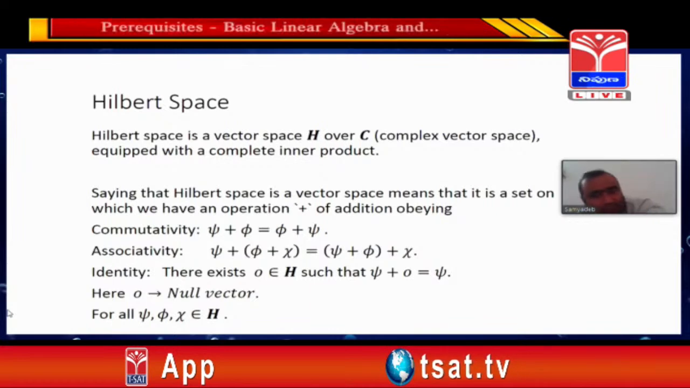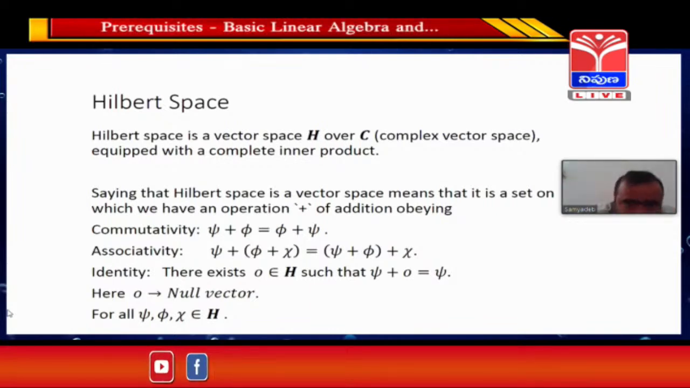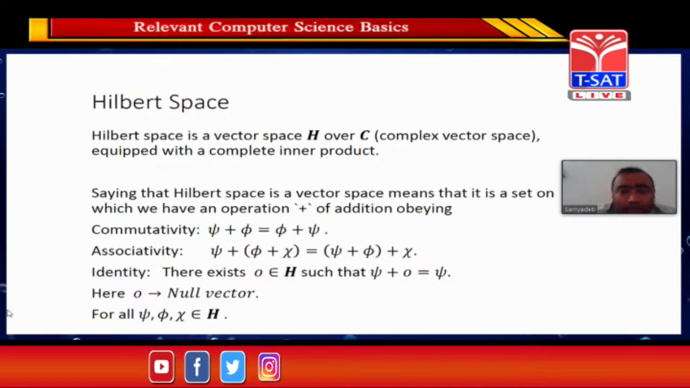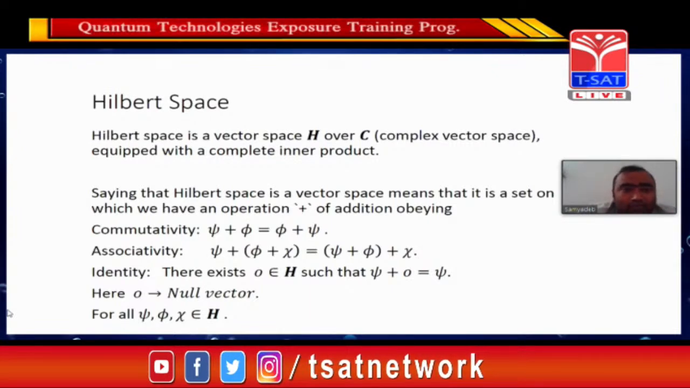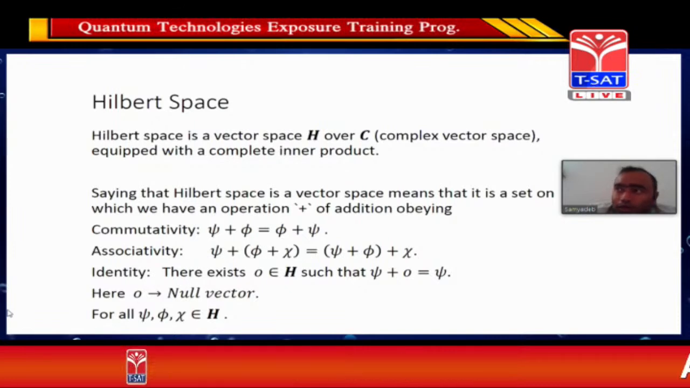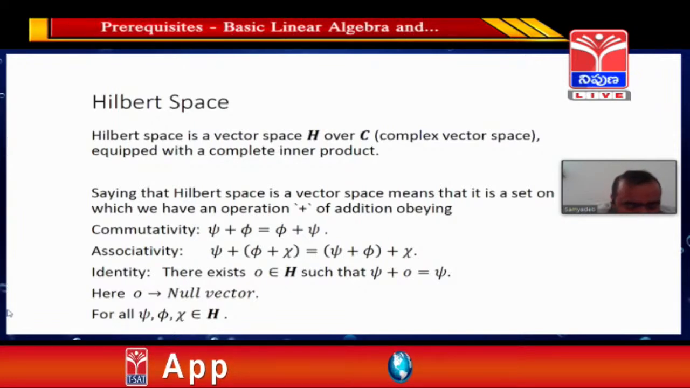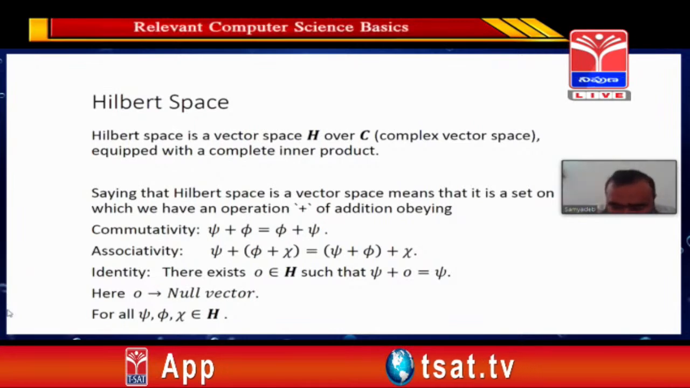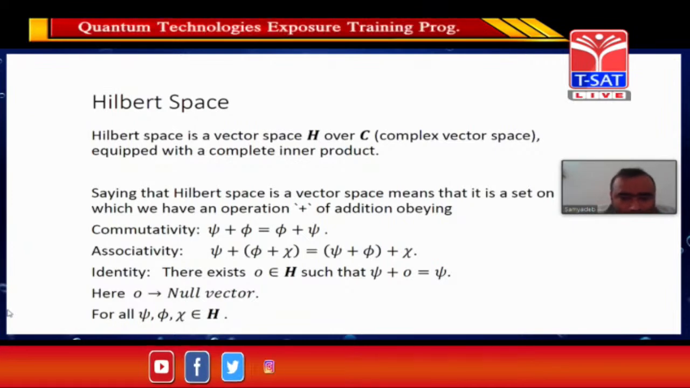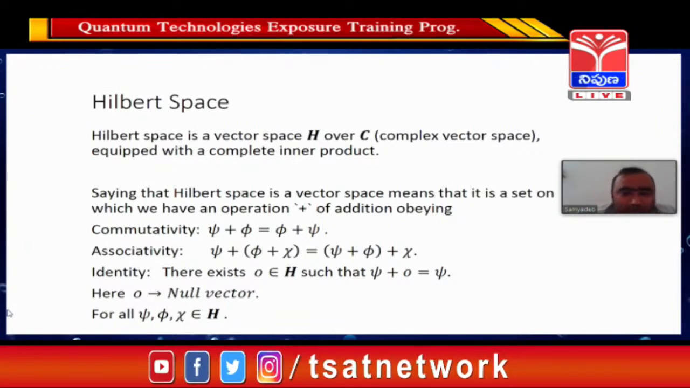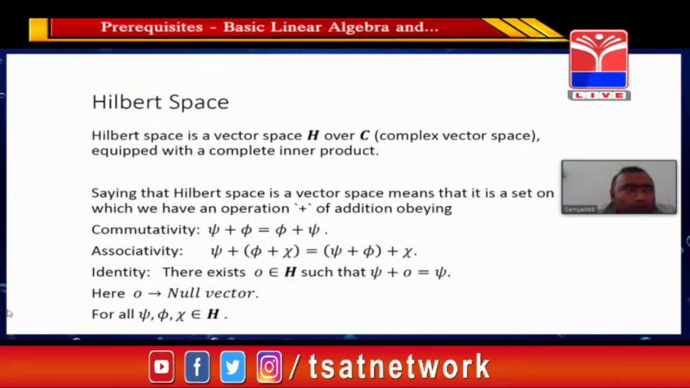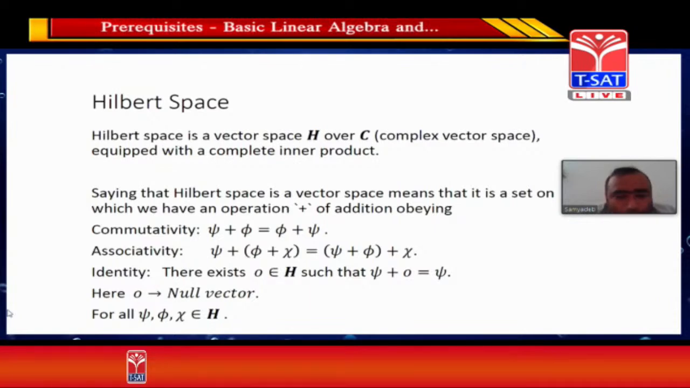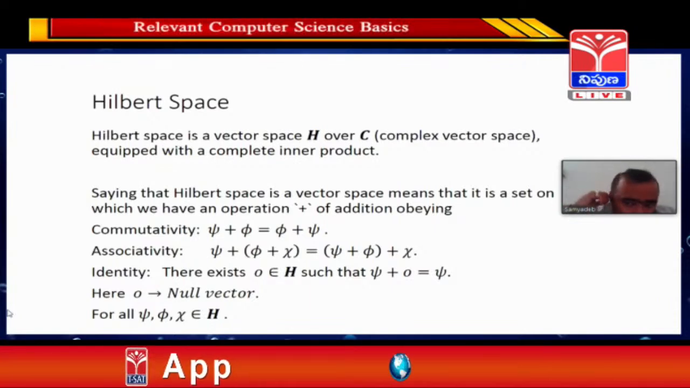So there are other distance measures also. This inner product can be understood as the distance function that we need to have for a proper metric space. So we will talk about inner product later. But why is Hilbert space a vector space? Because a vector space obeys certain properties. So what are these properties?